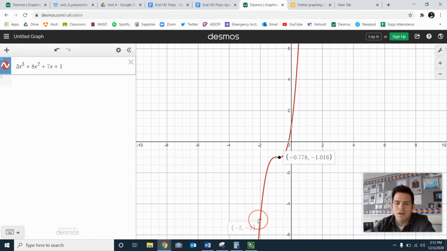I have -2, -5. Again, just like when I plugged into a calculator, just like when I did synthetic substitution, for this function, 3x to the third power plus 8x squared plus 7x plus 1, if I have an x value of -2, I should get a -5 back out. This is going to be very important for us to use, especially when we do our application problems, when we have really big numbers and when we have very, very tiny numbers. But we can certainly see here that we have -2, -5, just like we did in the other.